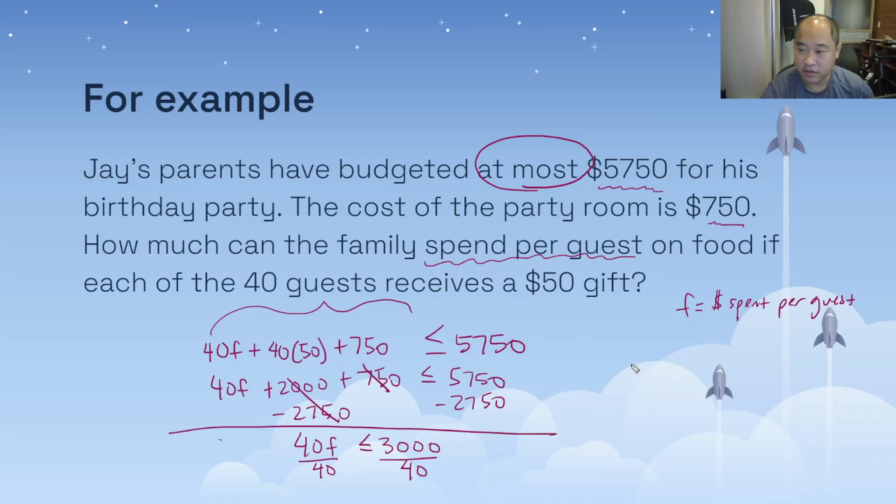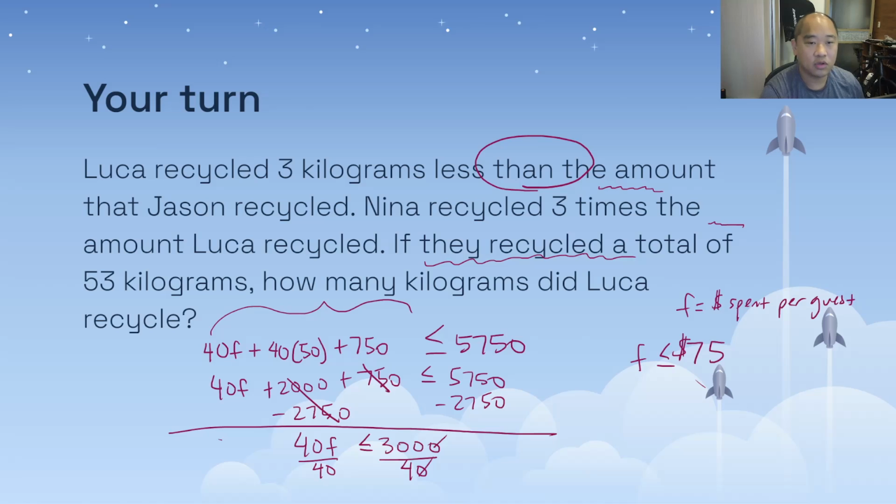And I'm going to move over here. F is going to be less than or equal to 3,000 divided by 40. 4 goes into 30 7 times with 20 left over, and then 5. So $75 is how much they can spend on food per guest. Your turn.